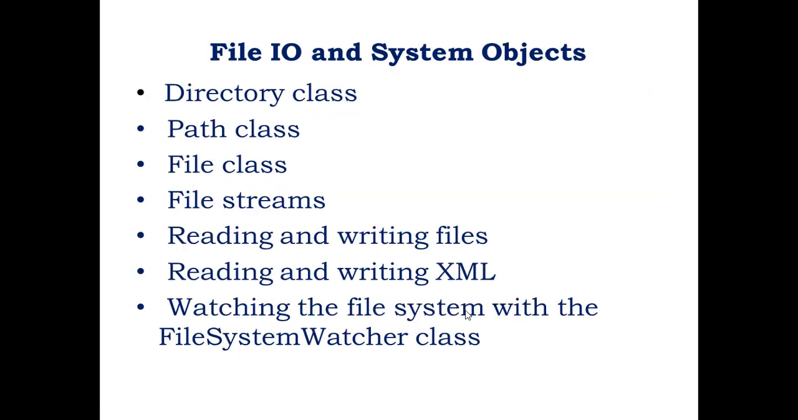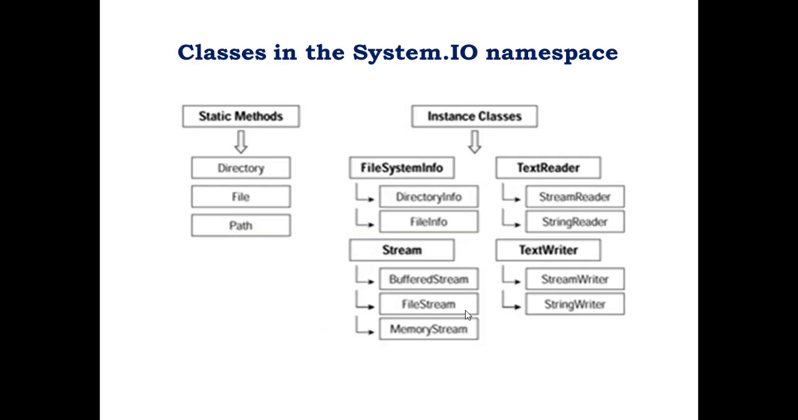The next topic is file IO and system object. This topic will discuss various concepts: directory class, path class, file streams, reading and writing files, reading and writing XML, and watching the file system with the file system watcher class. This is the scenario to be drawn for this diagrammatic explanation here.